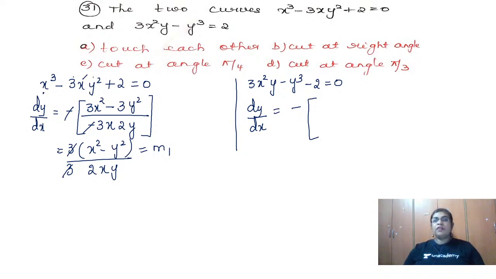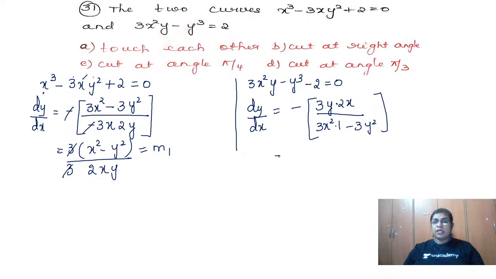Okay, so here differentiate x keeping y as a constant. So 3 is a constant, then y is a constant. What is the derivative of x square? It is 2x, over the y cube constant 0, minus 2 constant 0. Okay, so whole divided by, in the denominator I have to differentiate y keeping x as a constant. So 3x square is a constant, derivative of y is 1, minus y cube derivative is 3y square, 2's derivative is 0.